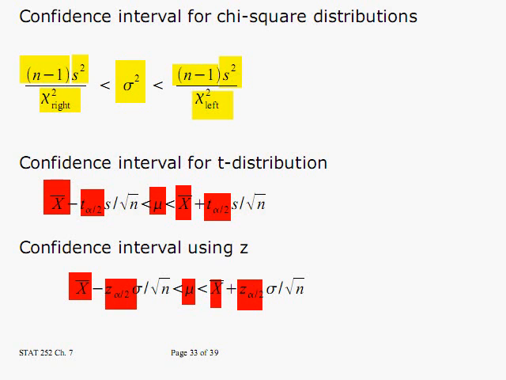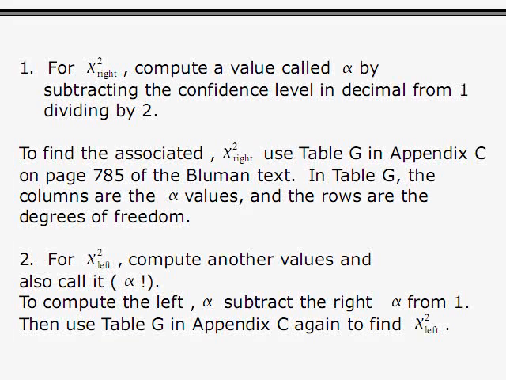And the chi-square distribution for variance, they aren't the same. There's a left value and a right value. Here's the procedure for finding the chi-square for the right and chi-square for the left. For chi-square for the right, you compute a value and call it alpha by subtracting the confidence level in decimal from 1 and dividing by 2. That's very similar to what we've done before.